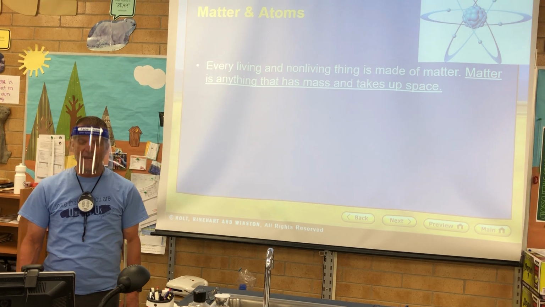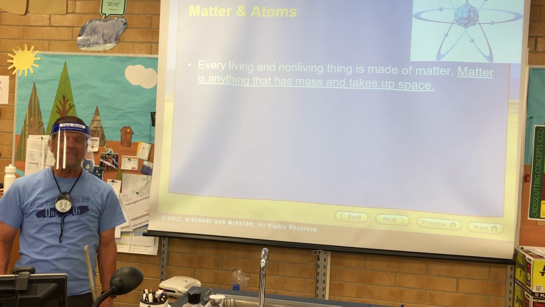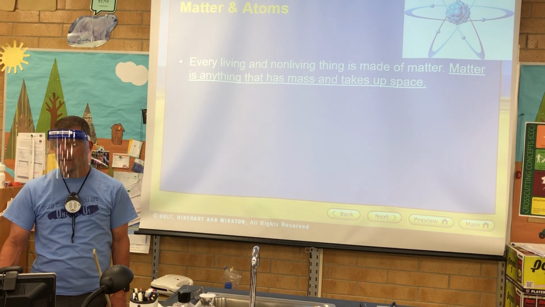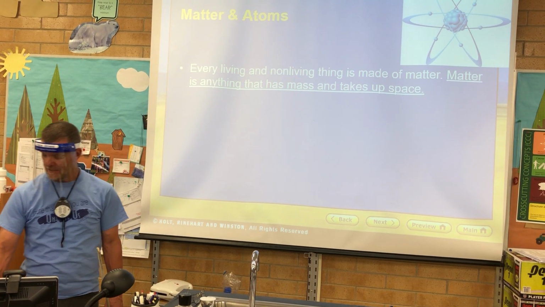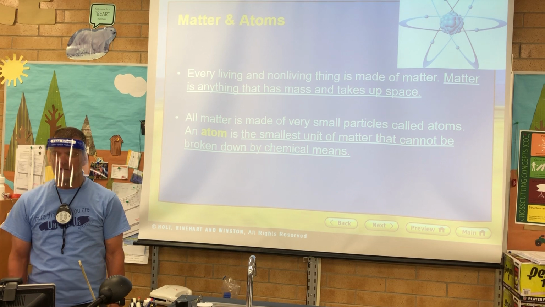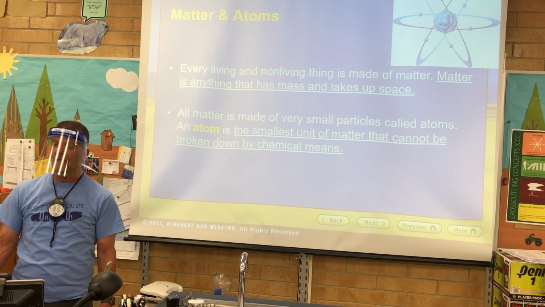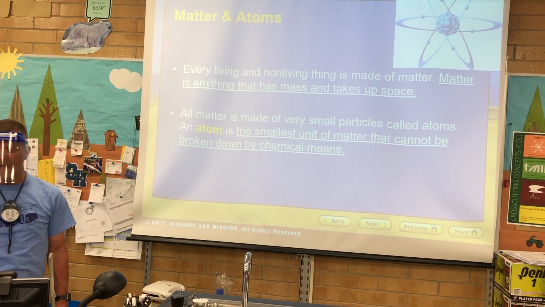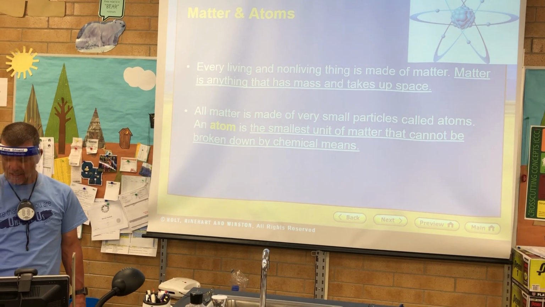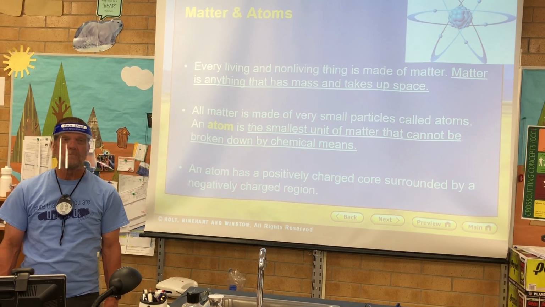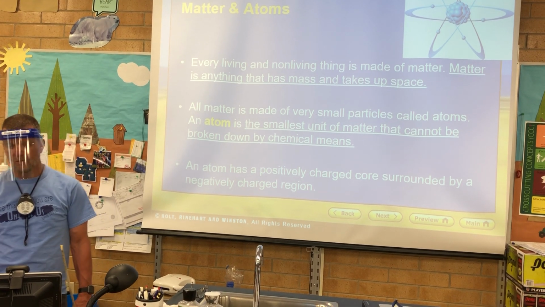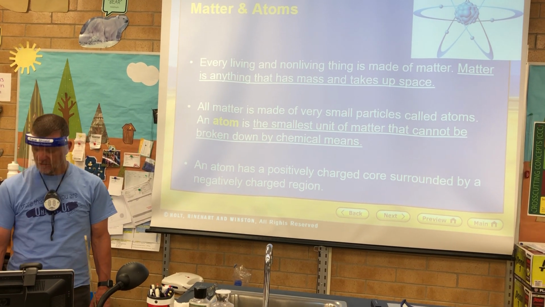Okay, matter and atoms. Every living thing, every non-living thing is made of matter. Matter is anything that takes up space and has mass. Matter is made of very small particles called atoms. An atom is the smallest unit that cannot be broken down by chemical means. An atom has a positively charged core, the center spot, surrounded by a negatively charged region.